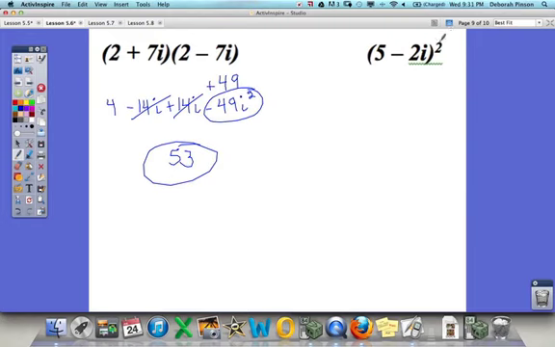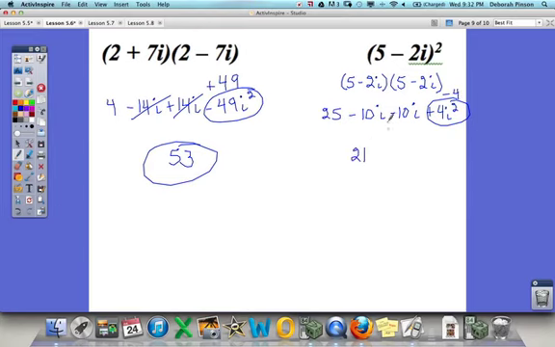Okay, last FOILing one. I put this one on here for a reason. I want y'all to make sure to notice that this is written out 2 times. I have to make sure that I FOIL on this. So first, outside, inside, last. Okay, plug in -1 for the i squared, and I have 21 minus 20.